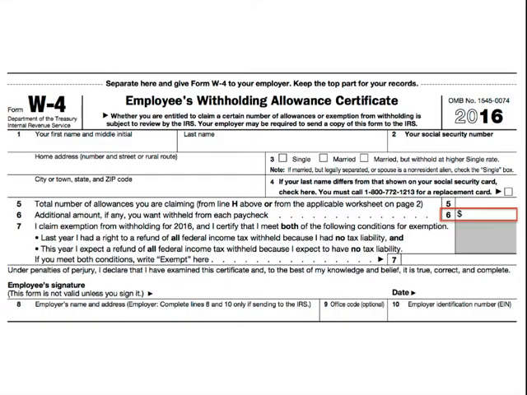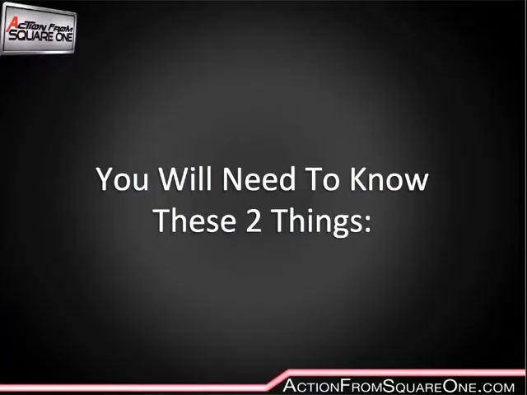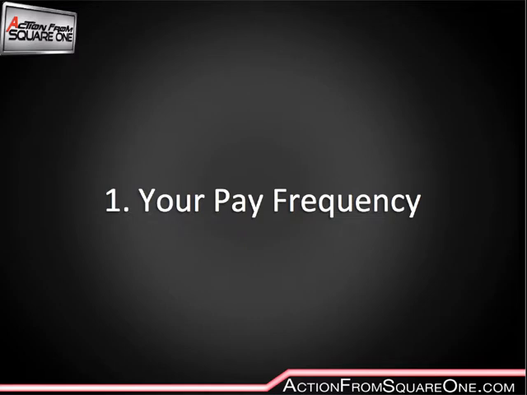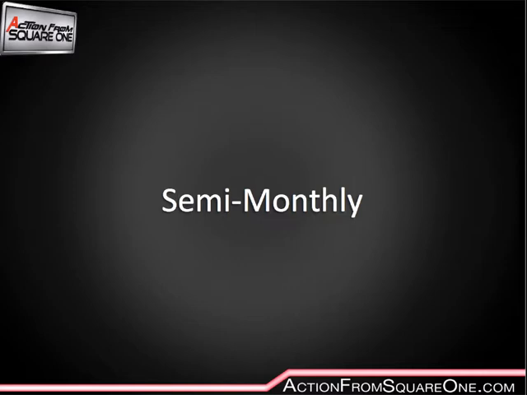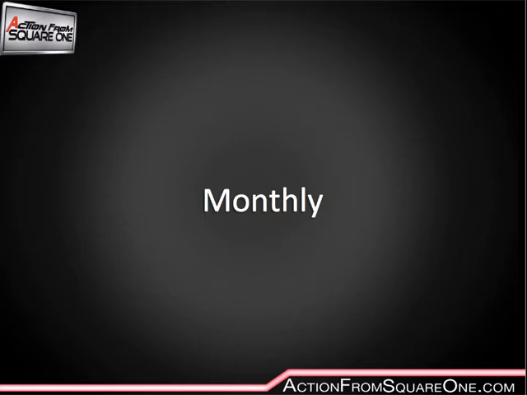So this is how we're going to figure out line 6. You will need to know these two things. Your pay frequency, meaning are you paid weekly, bi-weekly, semi-monthly, or twice a month, as some people call it, or monthly. And if you're not sure, please check with your HR or payroll department, especially because there is a difference. Bi-weekly is completely different than semi-monthly.